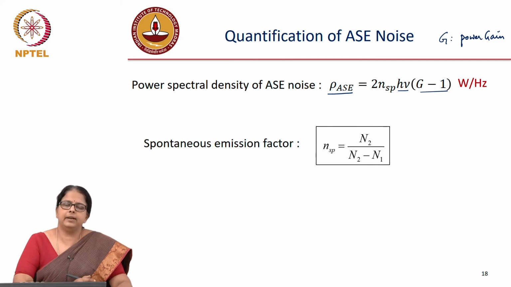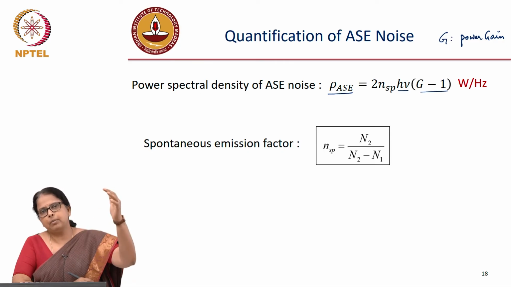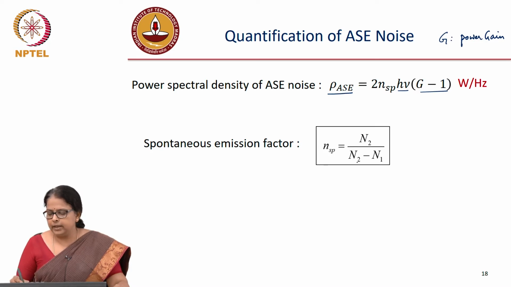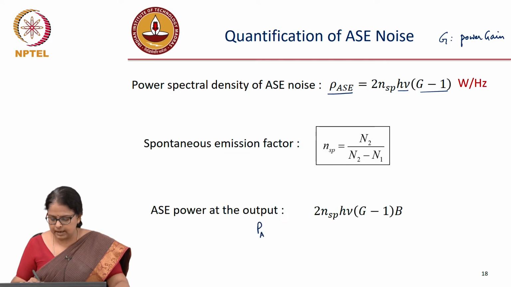Now, the intuition behind defining this is simply that the larger your inversion, the more the probability that the ions are getting de-excited through spontaneous emission. So, that is why you are defining the spontaneous emission factor as N2 divided by (N1 minus N2). Now this is the power spectral density, in watts per hertz. So now you can find the total ASE power, also called P ASE. If you multiply it with the total bandwidth, you will get the total ASE power.